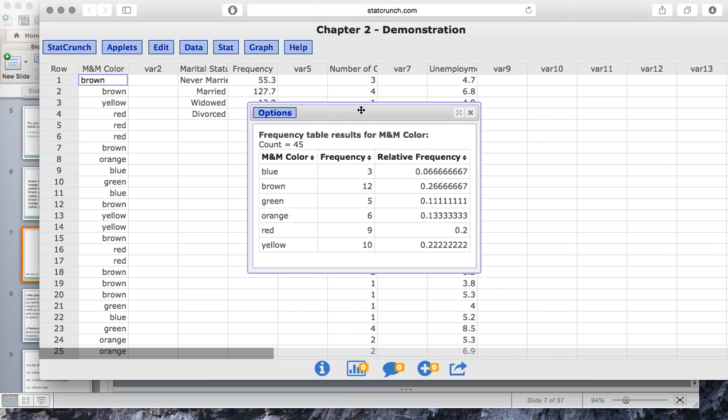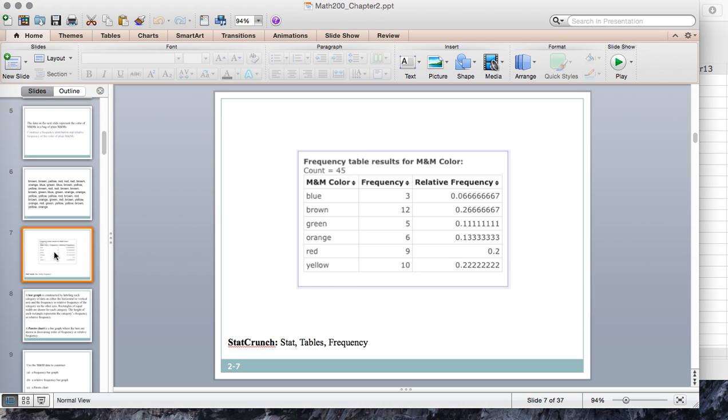And if you look at what we have right here, it gives you the M&M color: blue, brown, green, orange, red, and yellow. It gives you the frequencies and the relative frequencies, which is exactly what we have right here.